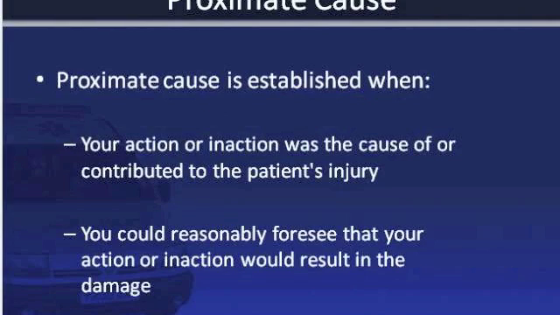Proximate cause. Proximate cause is established when your action or inaction was the cause of or contributed to the patient's injury. You could reasonably foresee that your action or inaction would result in that damage. If we go back to the car accident analogy where you walked a patient out of a car accident to your stretcher, while no, you did not cause that vertebrae to fracture, you did not prevent further damage by performing appropriate immobilization. Therefore, you contributed to that patient's injury. And this was something that you could reasonably foresee that your action or inaction would result in.